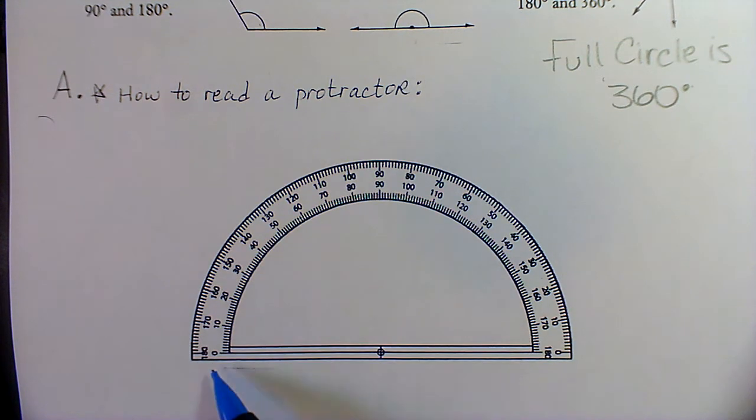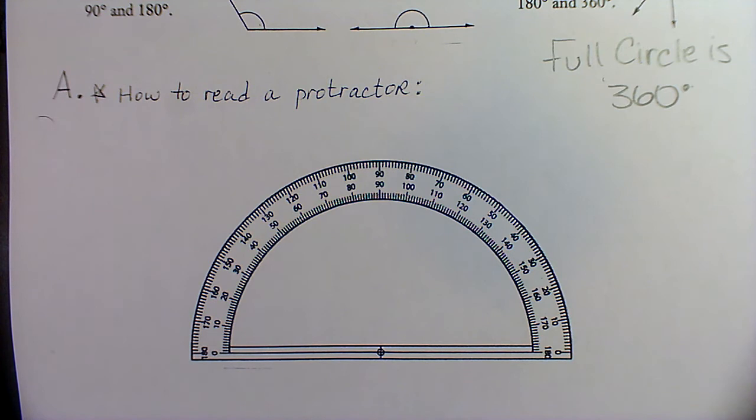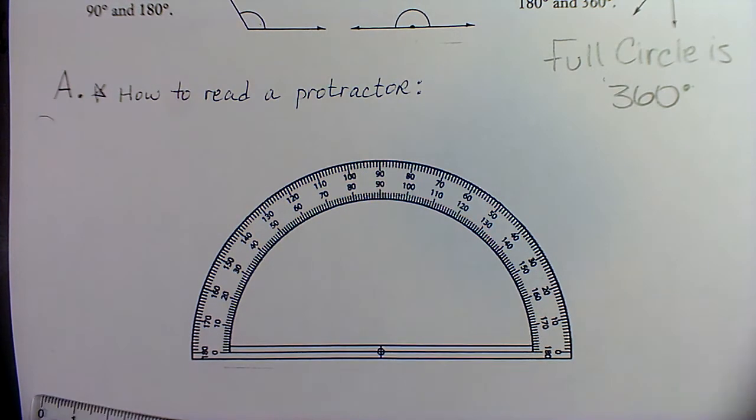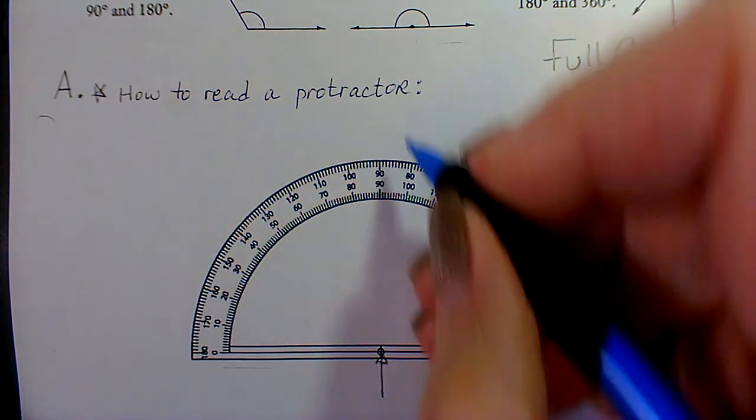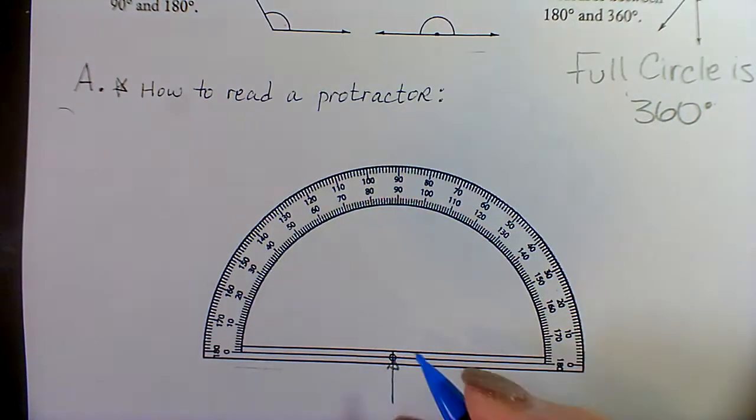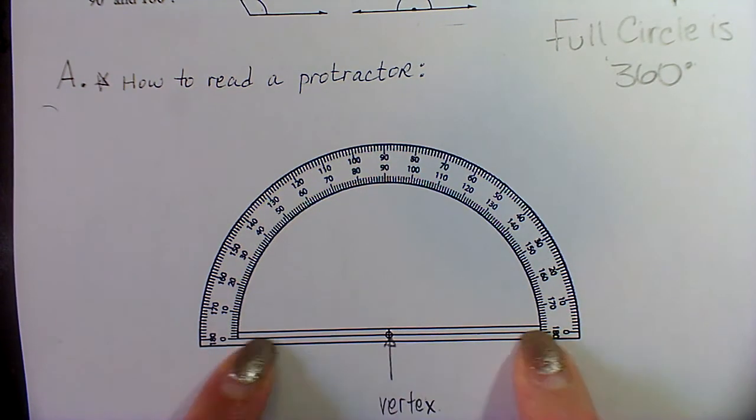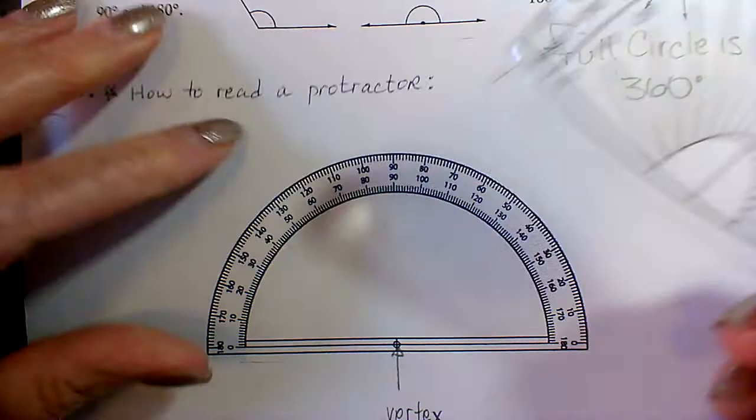You will notice that most protractors have 2 rows of numbers, and those are what's causing the biggest problem when you read a protractor. Let's say that this little part right here is where I'm going to put my vertex. My vertex goes there. And then these lines right here go on part of the angle.